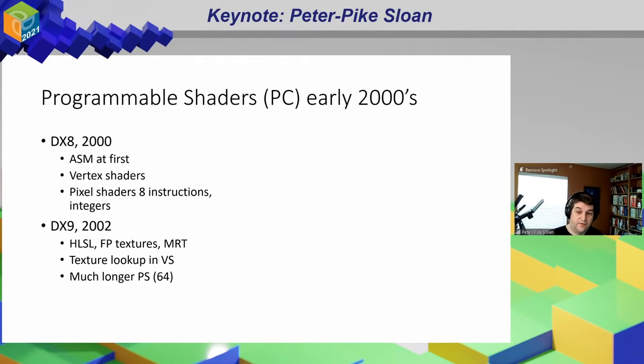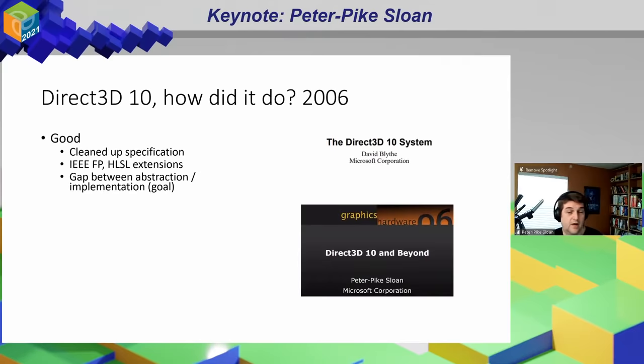So for my next leap forward, I will go to Direct3D 10. There was a SIGGRAPH paper by David Blythe, who was my boss at the time, a systems paper on the D3D 10 system. And I gave a keynote at the graphics hardware conference on D3D 10 and some things looking a bit to the future. Revisiting this, I think this was good. OpenGL always had a really good specification, covering rasterization rules and how much precision you have. But Direct3D was a little wild west and much more all over the map. So they really cleaned this up in D3D 10. We started moving towards IEEE floating point.